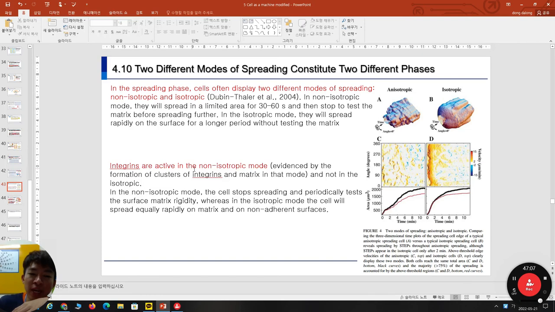So integrins are active in the non-isotropic mode and not in the isotropic. In the non-isotropic mode, the cell stops spreading and actively tests the cell ECM. So here they said the same cell sometimes has anisotropic and sometimes isotropic behavior, but they didn't reveal in detail why they have these two modes. But in anisotropic spreading, the integrin is key. In isotropic spreading, integrins are not used that much. So cells have these two spreading phenotypes, anisotropic and isotropic. Anisotropic is more integrin dependent because they have to test ECM stiffness.